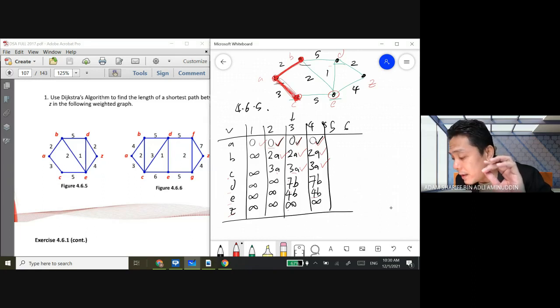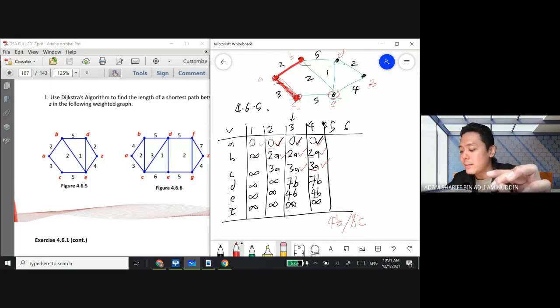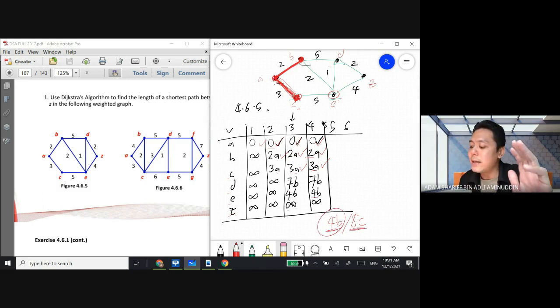Sekarang kita dah choose C, kita juga choose B. E from B or E from C is the shortest. Kita tengok daripada 2 tambah 2 4B atau 3 tambah 5. So ada dua pilihan, 4B atau 8C. Kita kena pilih yang lebih pendek. Bukannya dia tengok dia sebelah mana, technically dia sebelah C dan dia sebelah B juga. So you kena pilih antara 4B and also 8C, you need to choose the least one.